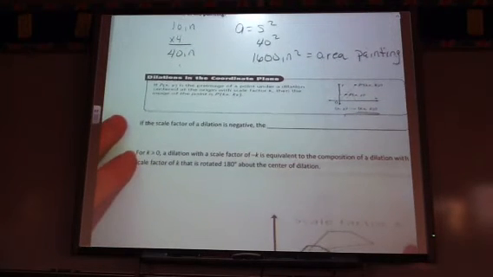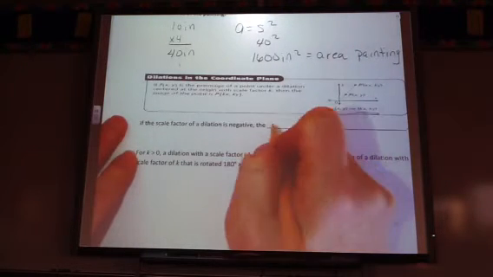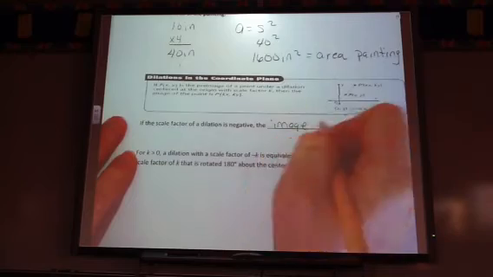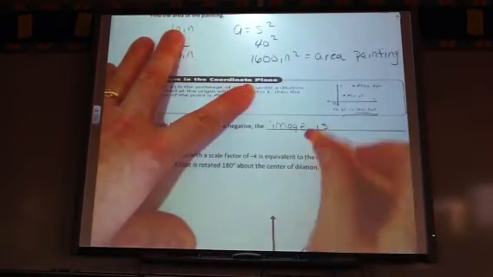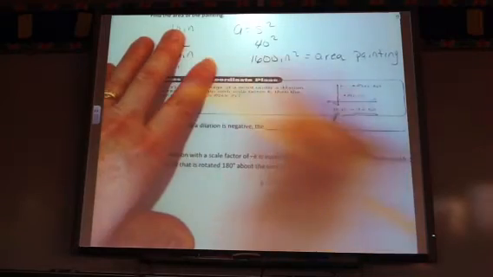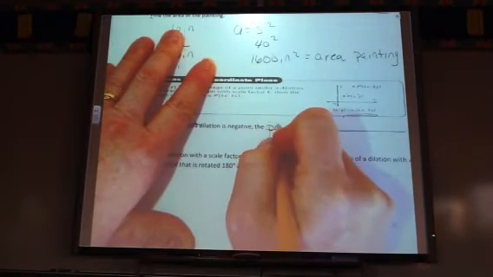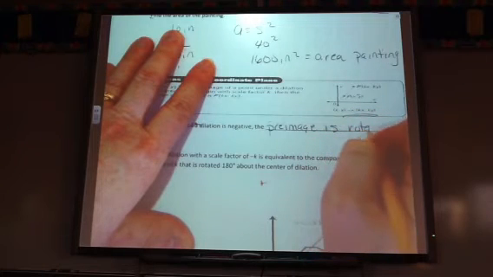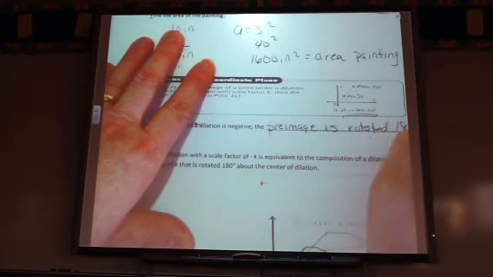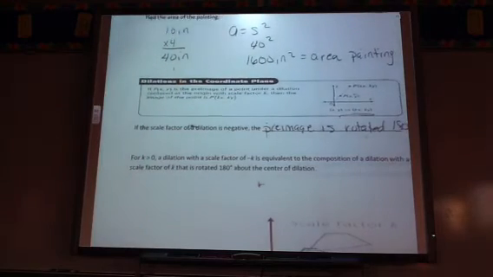All right, if the scale factor of a dilation is negative, the image... we need to back up. That shouldn't be image, that should be the pre-image. The pre-image is rotated 180 degrees.